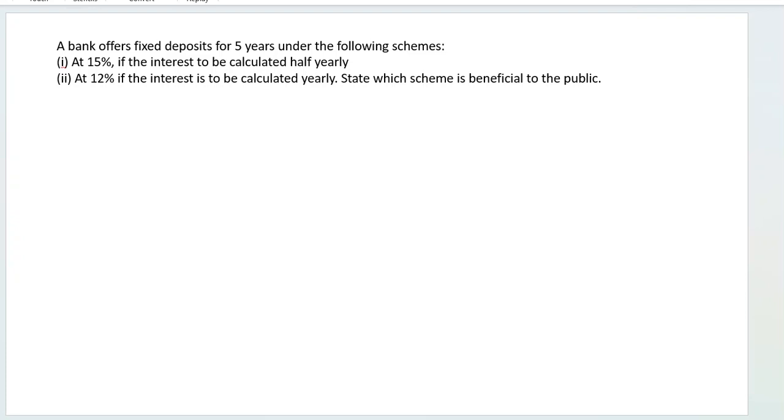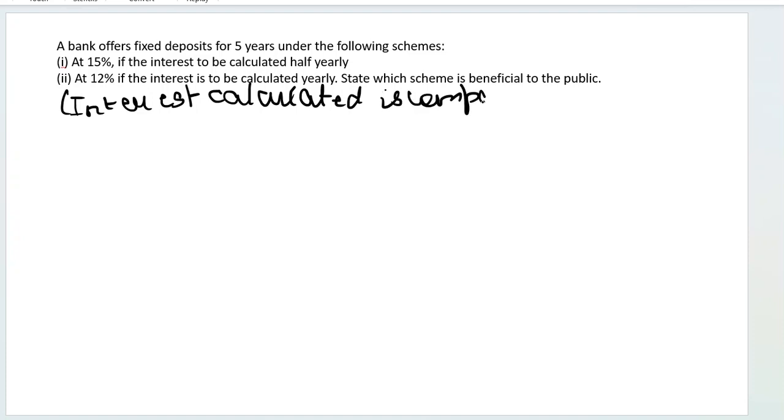Now this problem has a mistake. Here there should be a slight change. This phrase should be added: interest calculated is compound interest. This phrase is required. What it means is that in both the schemes, the interest that is calculated is nothing but the compound interest.